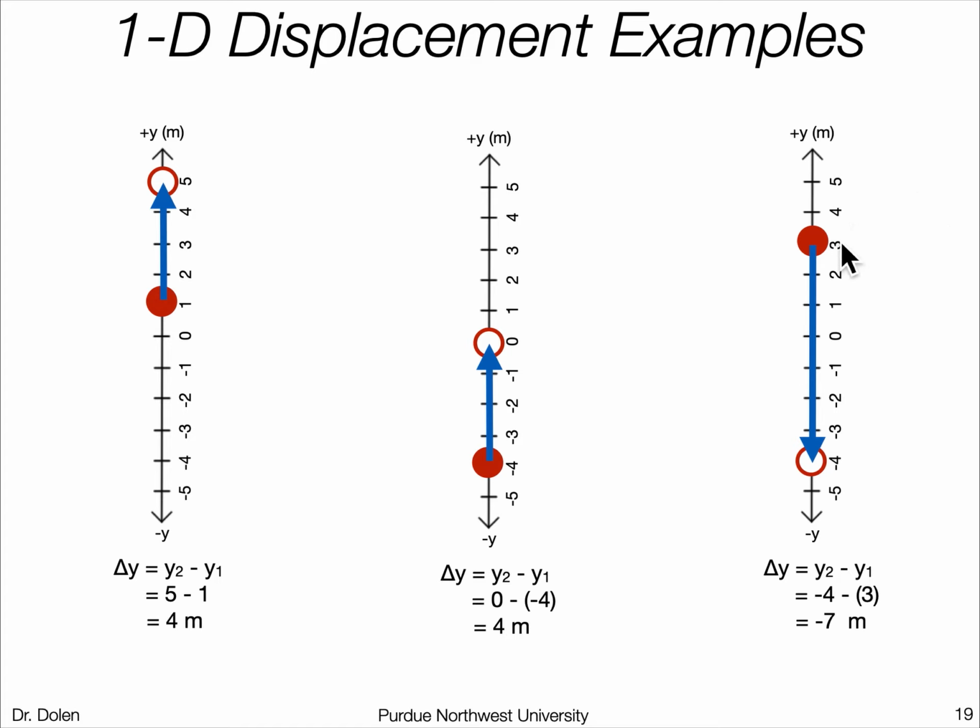In this case, I start at y equals 3, and I move to y equals -4. So my displacement is my final position, -4, minus my initial position, which was 3 meters, so -4 minus 3 is -7. So in this case, I'm moving 7 meters in the minus y direction.